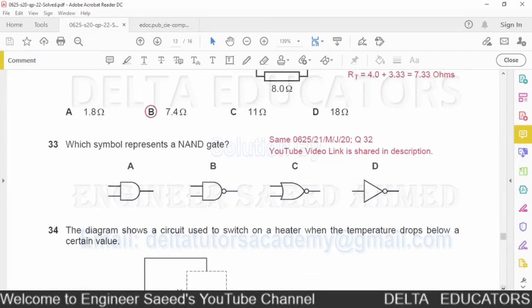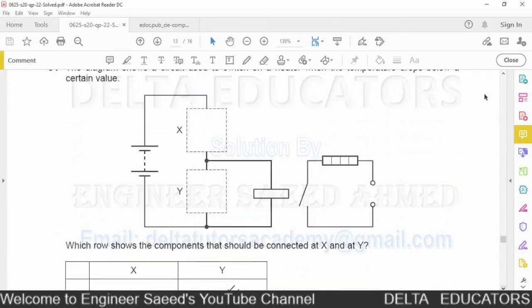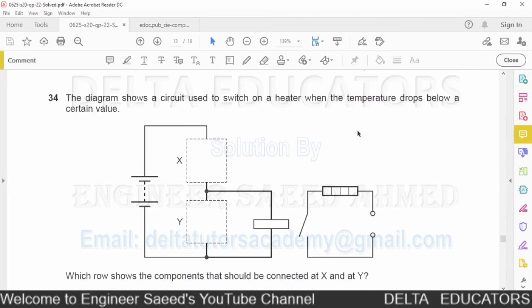Next question is same as in paper 2 variant 1. Question number 34. The diagram shows a circuit used to switch on a heater when the temperature drops below a certain value. Which row shows the components that should be connected at X and at Y? Here it is given we will use a component X and a component Y to switch on this heater, and to switch on this heater we are going to decrease the temperature below a certain value.